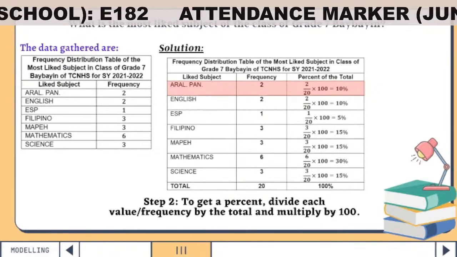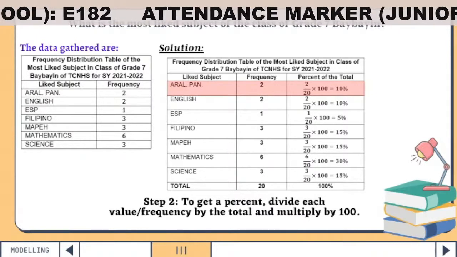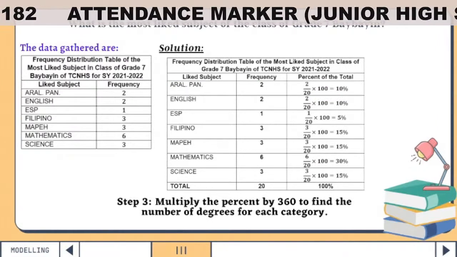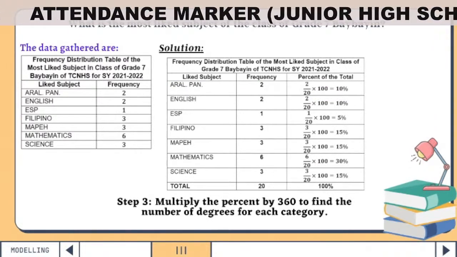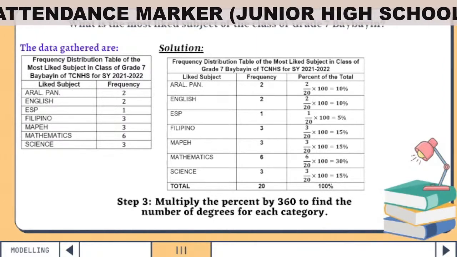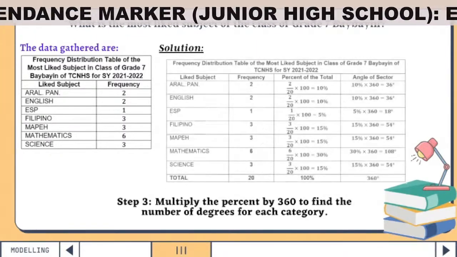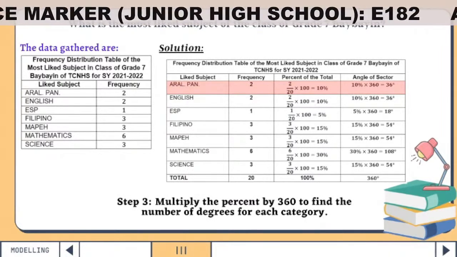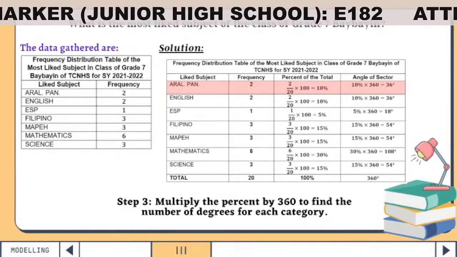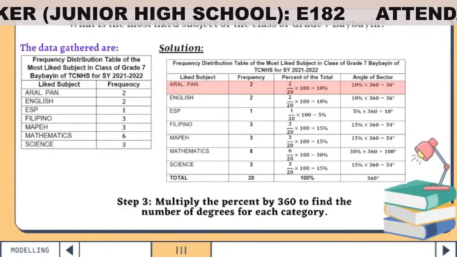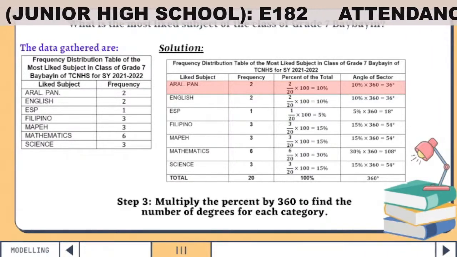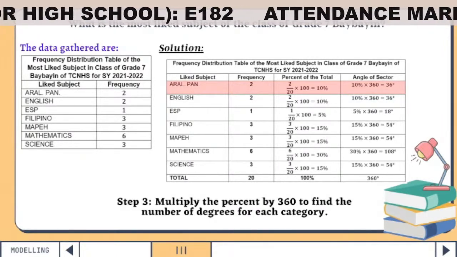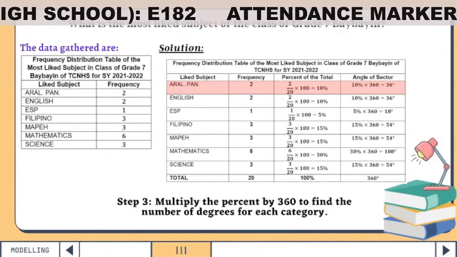Same thing to do with other subjects. Again, frequency divided by 20 times 100. Step 3. Multiply the percent by 360 to find the number of degrees for each category. Just like Araling Panlipunan, which has 10% of the total. To get the degree of angle, we multiply 10% by 360. 10% multiplied by 360 is equal to 36. Therefore, the angle of the sector of Araling Panlipunan is equal to 36 degrees. Same process to do with other subjects.